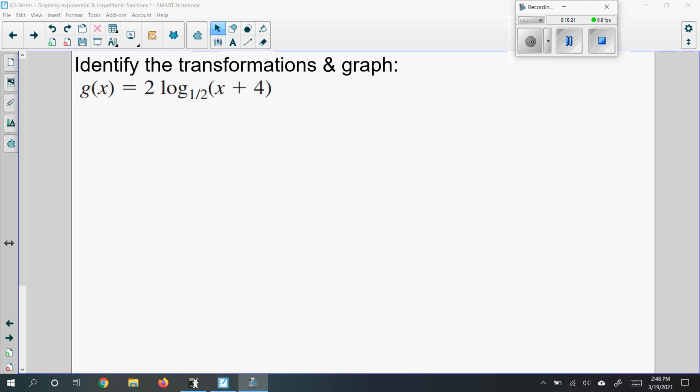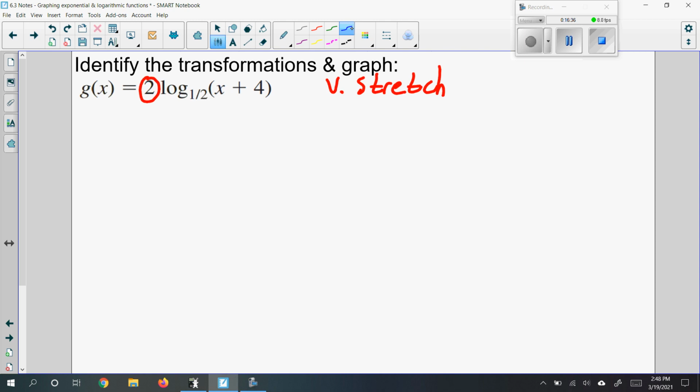So let's identify the transformations of this function. This has been vertically stretched by a factor of 2. This +4 is on the inside of the function, so that means we've gone left 4. There is no up or down in this example.